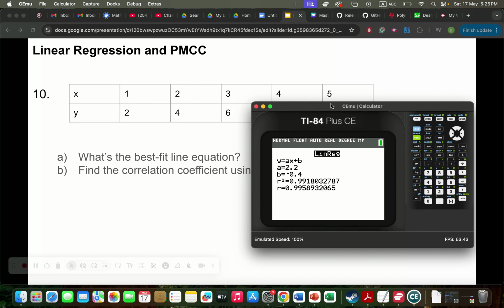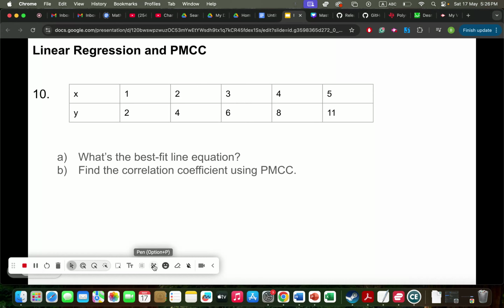Okay, so we came back to this whole linear regression and the PMCC thing. What we did earlier was we found linear regression by using stat. We go to calc and we choose option 4. Then we chose this option, which is L1, L2. Then we go to calculate, and we got all the values that we need here. So the best fit line equation, I'll just show you with the answer here.